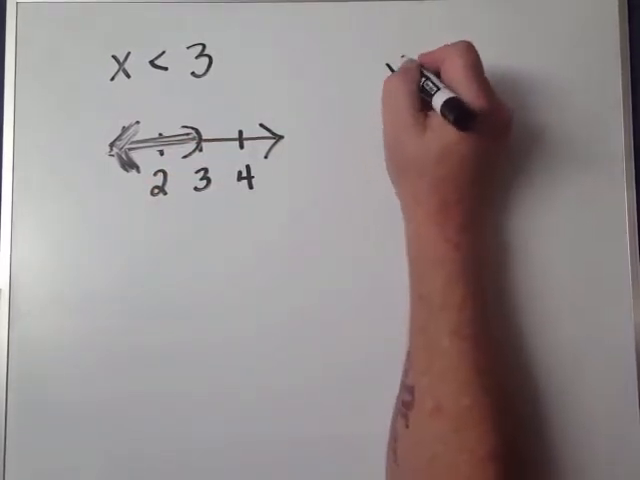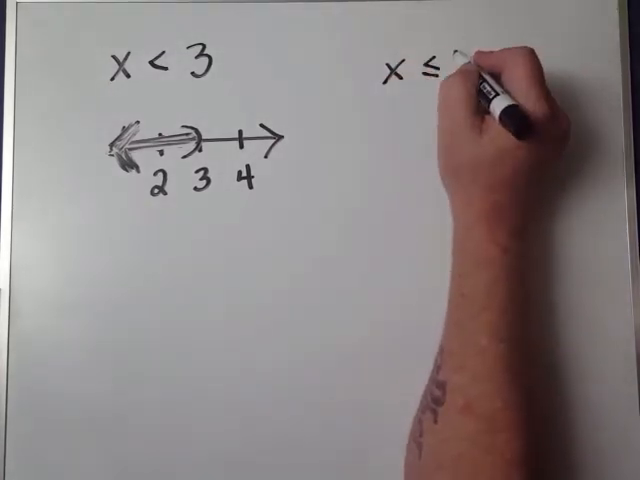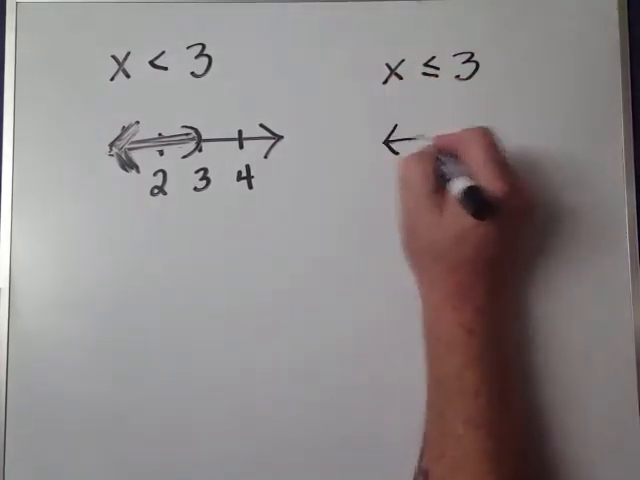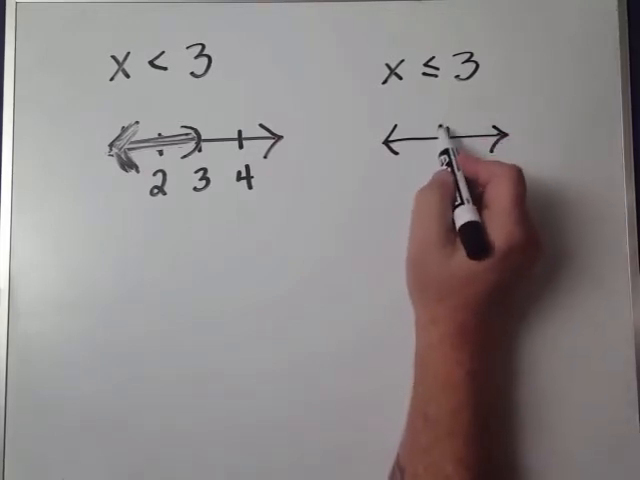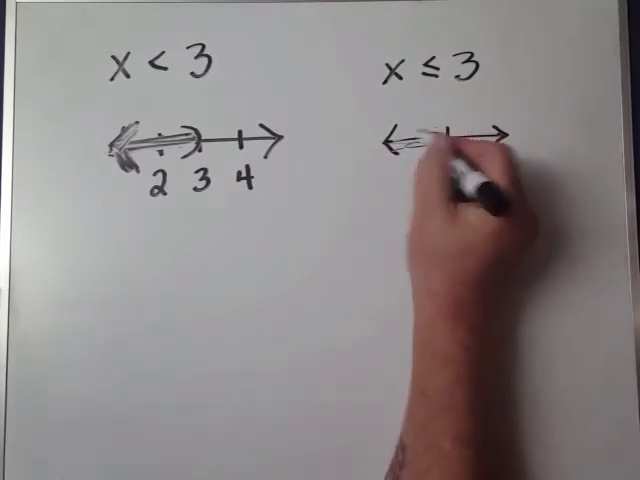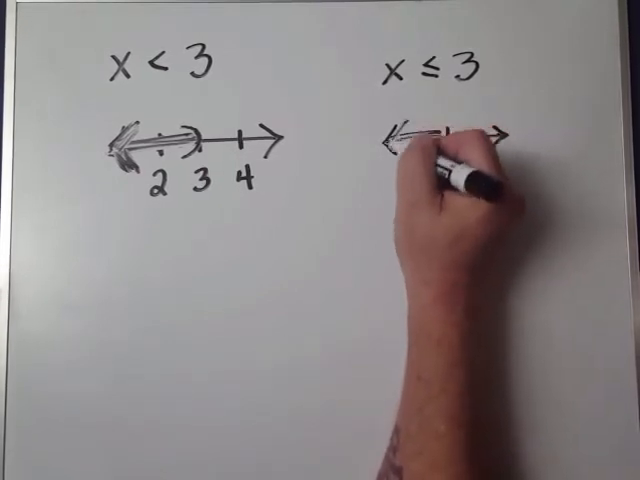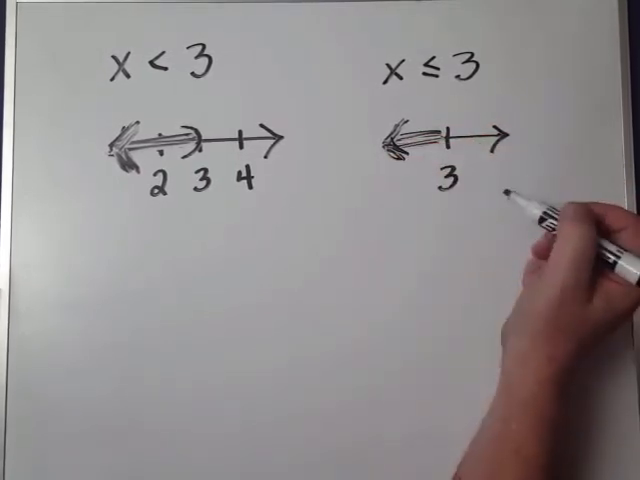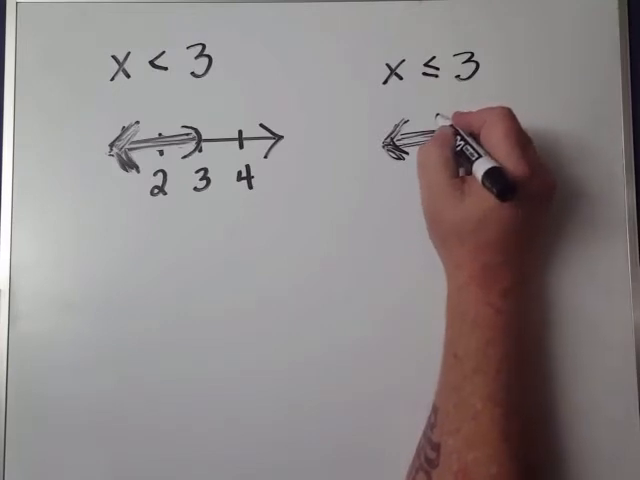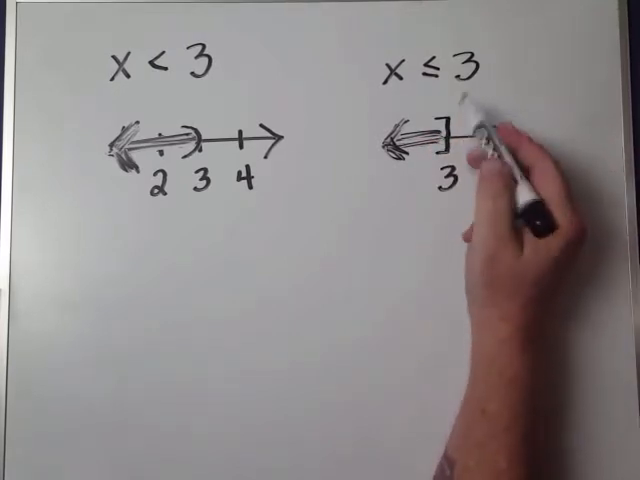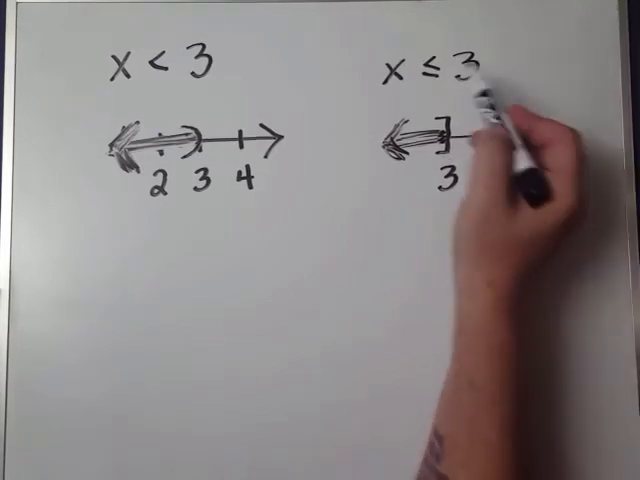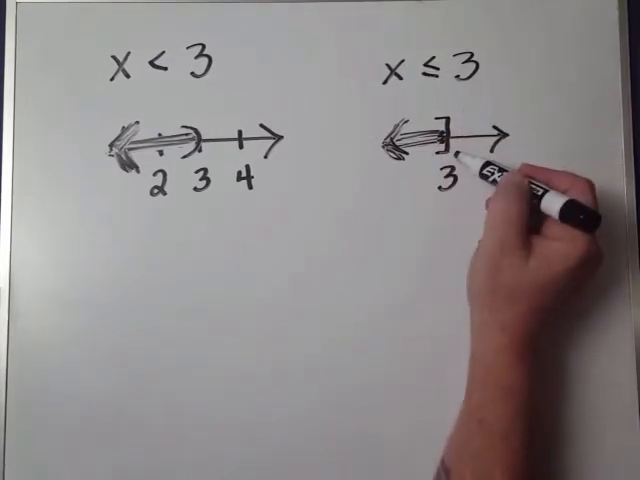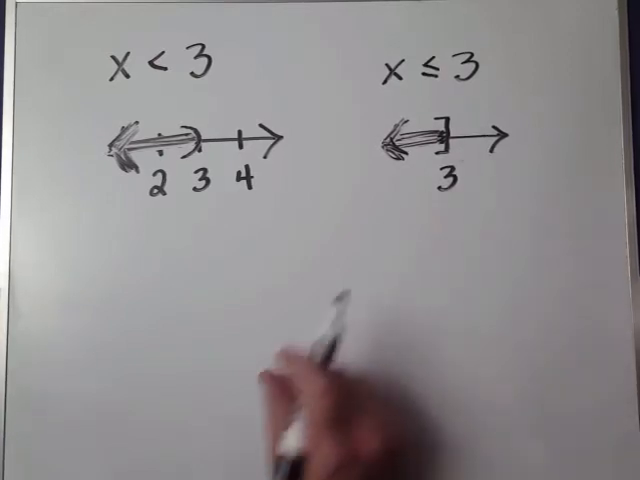If I wanted to include the 3, x is less than or equal to 3, well, again, I would shade everything smaller than 3 to the left of 3 on the number line, shade in that arrow as well, but this time indicate that the 3 is part of that set by using a square bracket. So if I see this equal bar, I should see a square bracket in my graph.